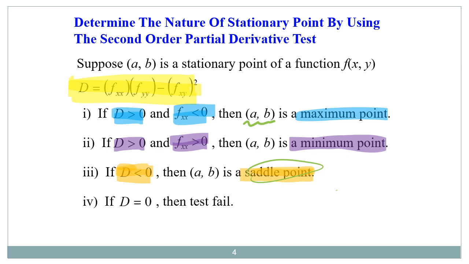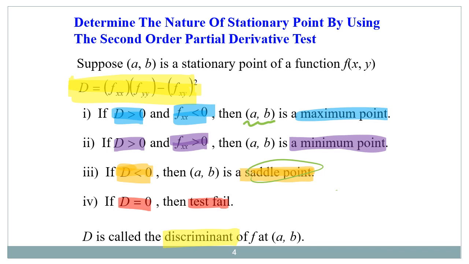And lastly, if D equal to 0, then the test fails. So we have 4 outcomes for the nature of the stationary point. D is called the discriminant of f at the point (a, b). So this is actually the discriminant formula. To determine the nature of the point, we need to use the discriminant formula.